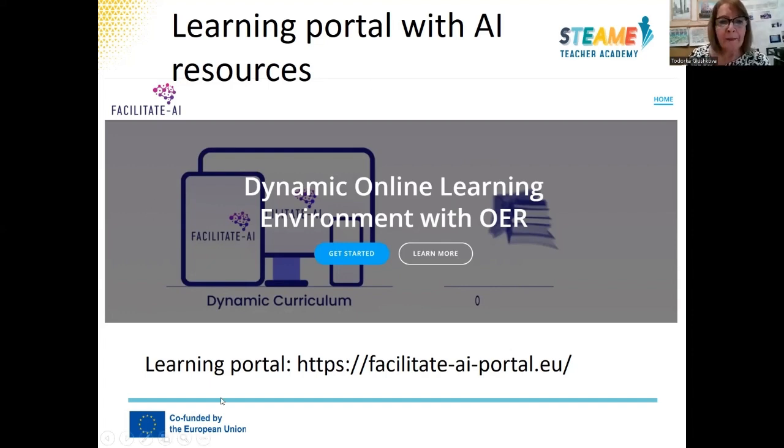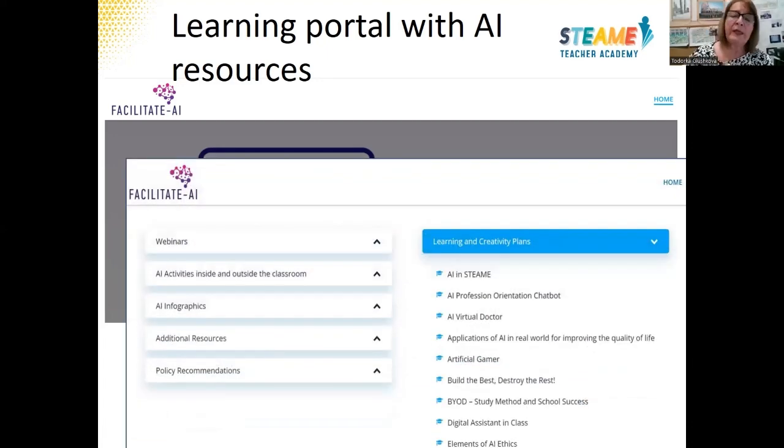We can see the address of this learning portal, and also all of these resources are free, and you can see some resources connected with organizing of some webinars, artificial intelligence activities inside and outside of the classroom, additional resources, and of course learning and creativity plans connected with the main topic of artificial intelligence in STEAM education, artificial gamer, digital assistant in the class, and so on and so on.